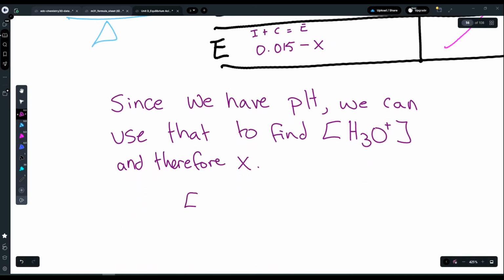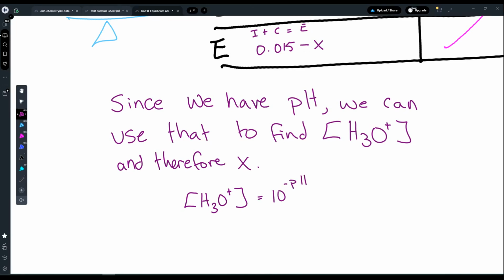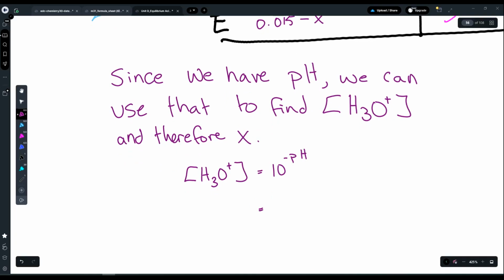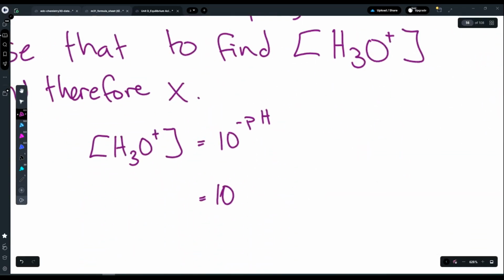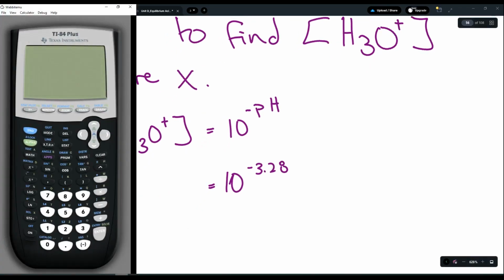So remember the formula that we use to find hydronium from pH would be 10 to the power of negative pH. So then let's substitute in our value for pH, which is 3.28. So negative 3.28. So then I'm going to put that in my calculator here. So second function log to get the 10 to the power of negative 3.28. So the most common mistake here is to forget the negative. If you don't put that in, you're going to get a weird number.